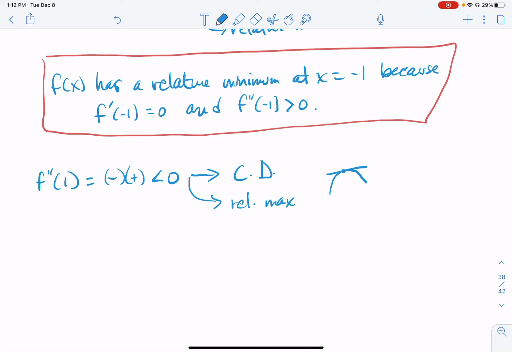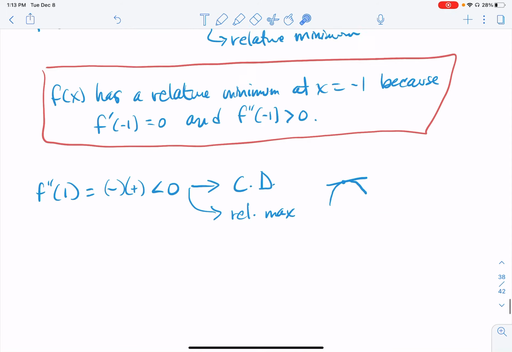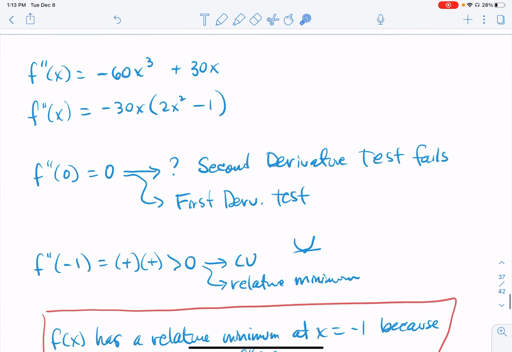Okay, and a justification. It's going to be very similar to what I wrote up here. We're going to say that f has a relative maximum at +1 because the first derivative is equal to 0 there, and the second derivative is negative. All right, now remember, second derivative test failed at 0.